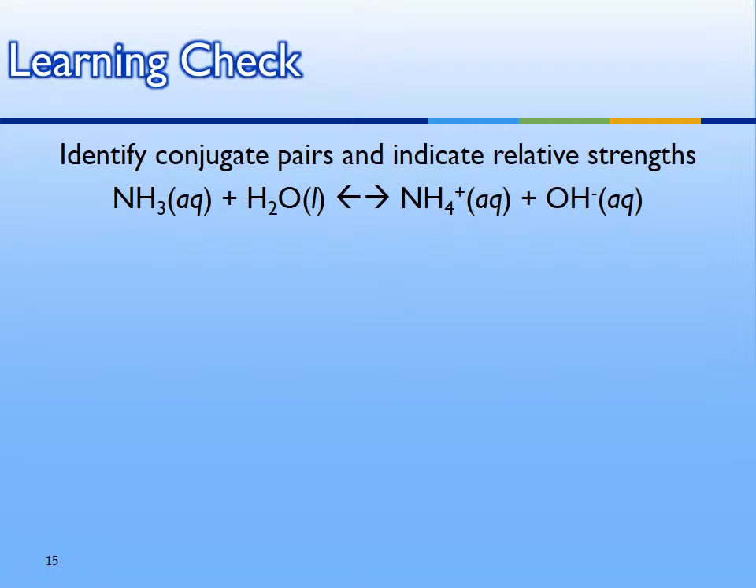Okay, you guys identify the conjugate pairs in this hydrolysis equation and their relative strengths. Pause the presentation, come back when you're done.